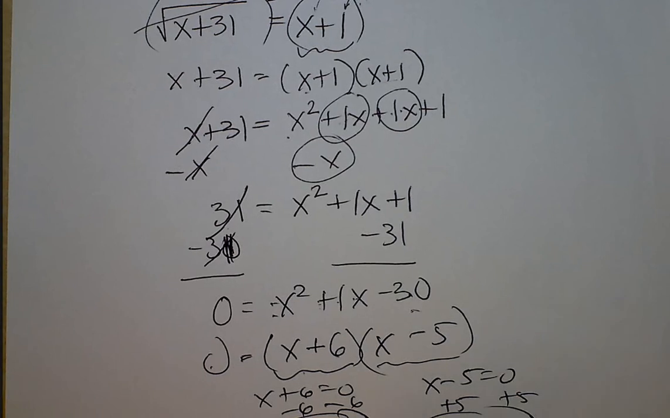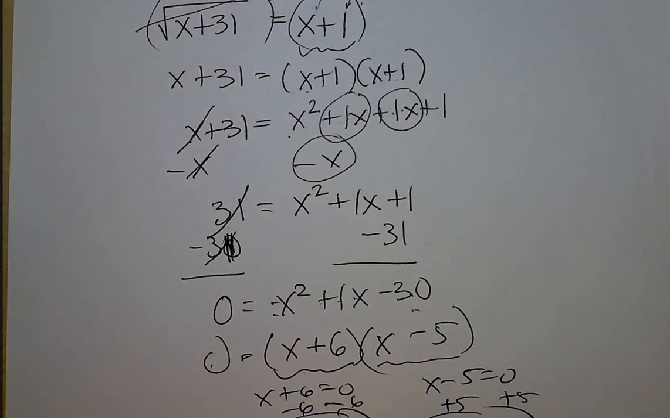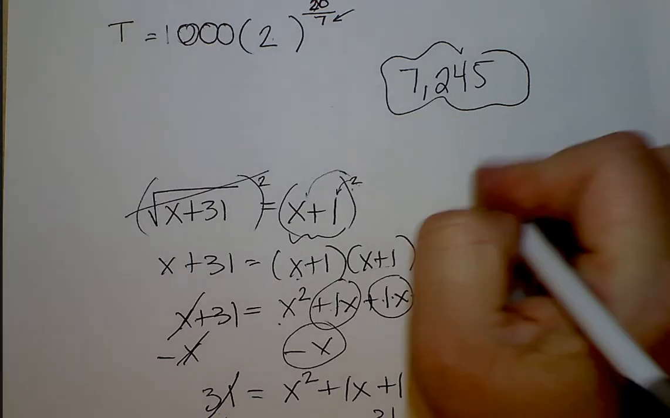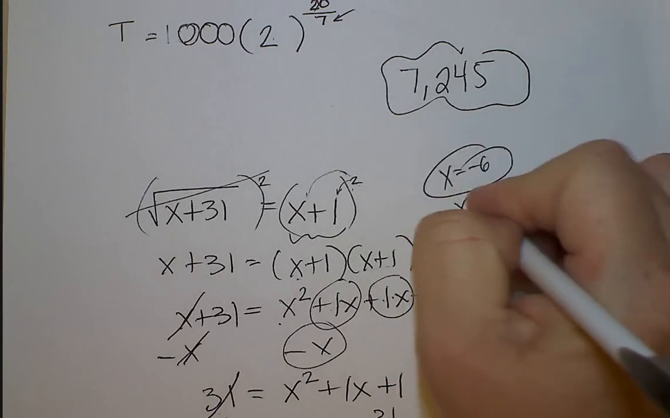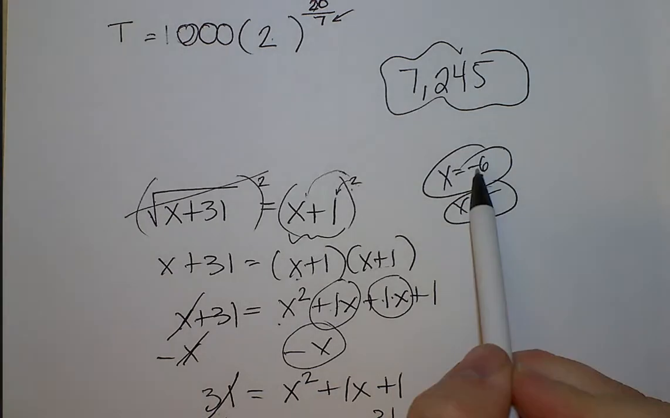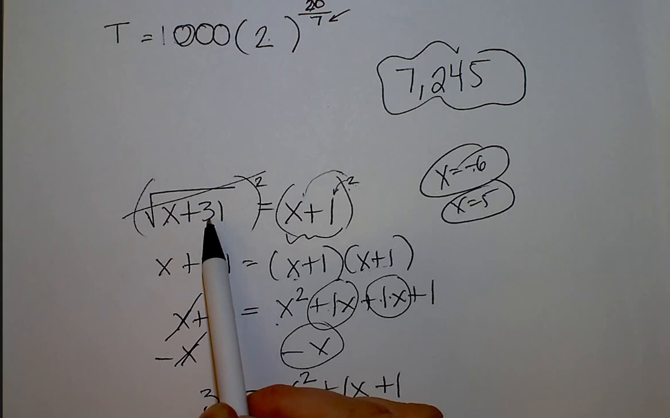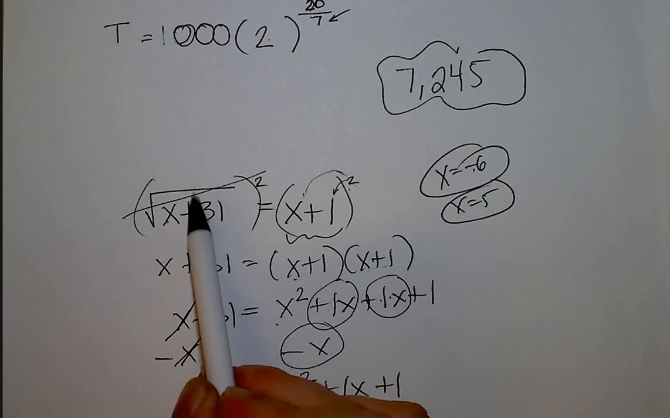Now, before we can just assume that the answers are negative 6 and positive 5, I need to come back up to the top, and I do need to make sure this works. So, negative 6 and positive 31 is 25, and the square root of 25 is 5.